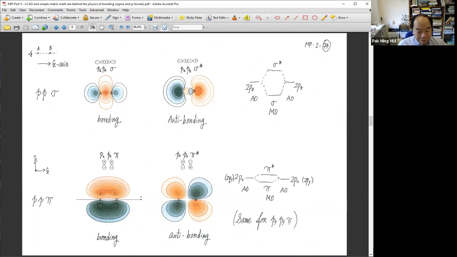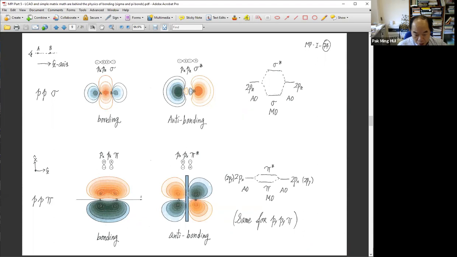So we also have anti-bonding pp pi because I flip the sign and then it will subtract each other. This is, again, in the midpoint, there's a plane. There is a plane here that is 0. Again, it's a nodal plane. This is the signature of an anti-bonding state, okay? This subtraction of two wave functions.